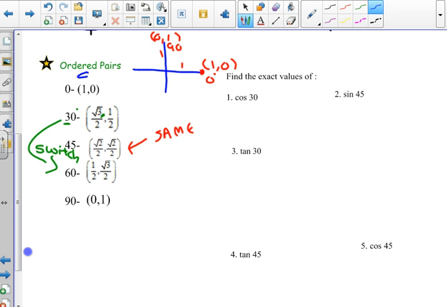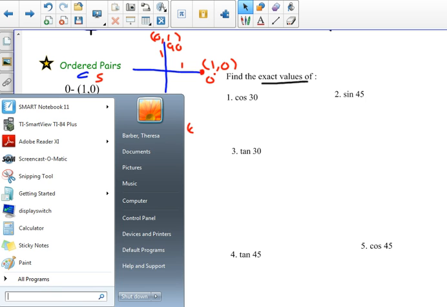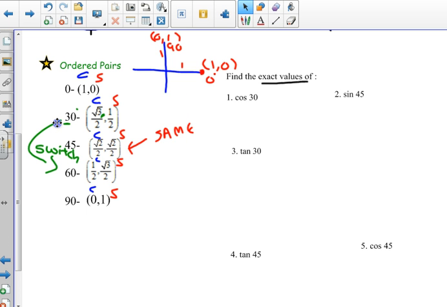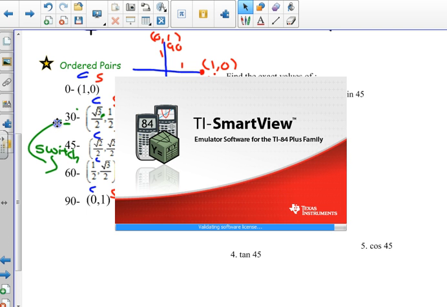Okay. The cosine is going to be the first coordinate in all these. The sine is going to be the second part. So if I ask you guys, find the exact value of the cosine of 30. Well, it's not going to be good enough anymore in our calculators. If you guys do have a calculator right now, go ahead and type in cosine 30 if you have one.